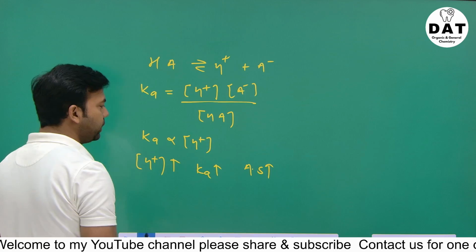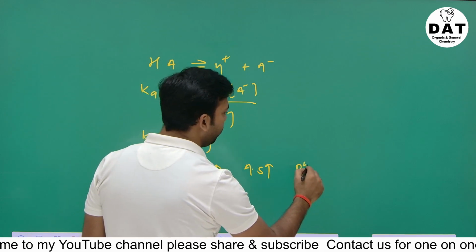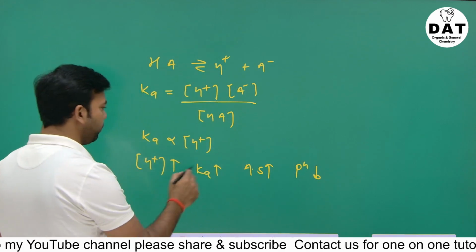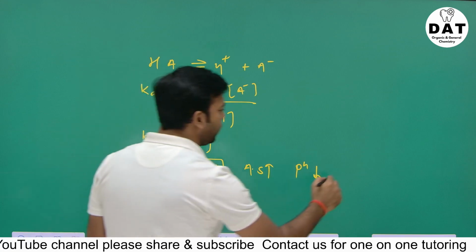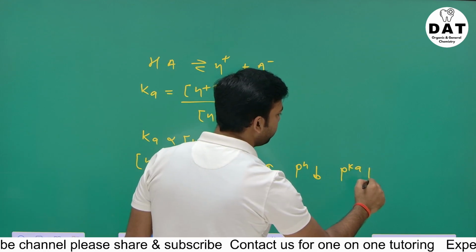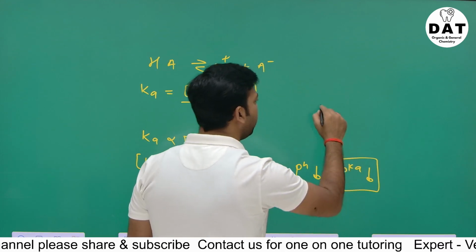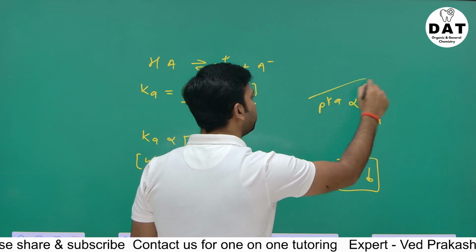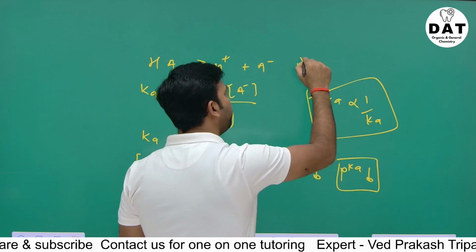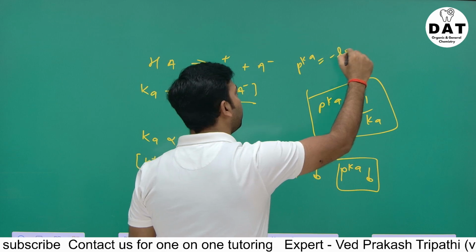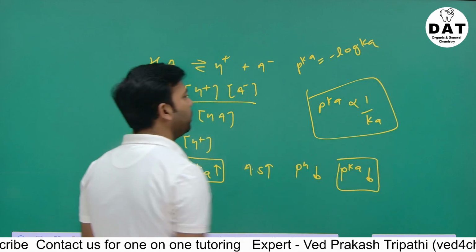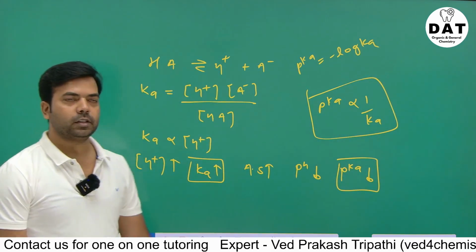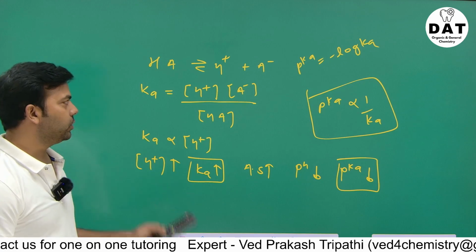And higher the acidic strength, it means pH should be low. And if Ka is high, then pKa should be low. Clear? Because pKa and Ka have an inverse relation. Makes sense? Because the formula of pKa is minus log Ka. I hope it makes sense. This is quite a simple relationship.